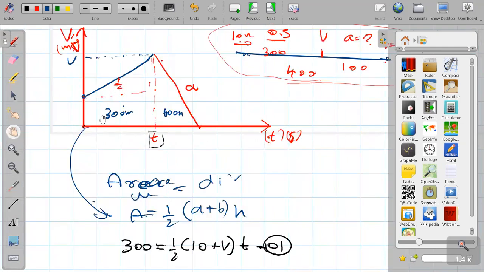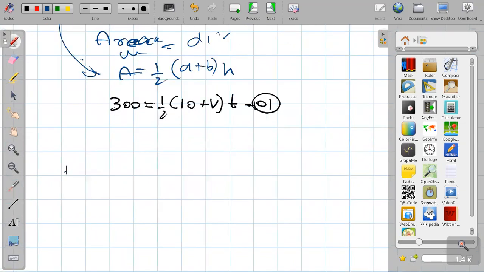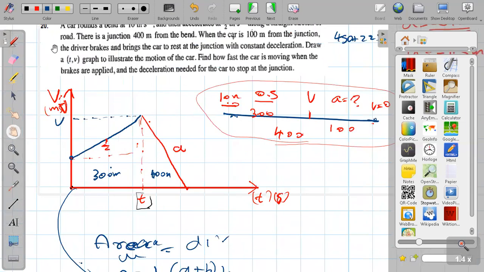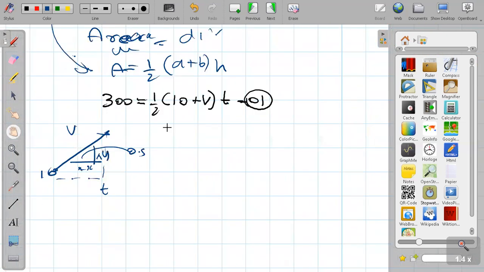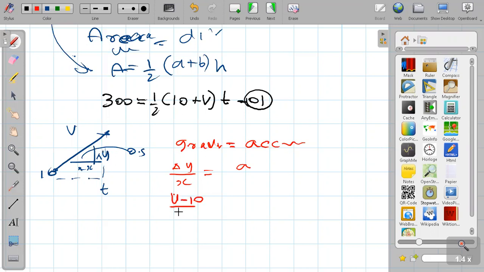Now you know another result from the first one: the gradient. Gradient is delta y over delta x. You know the value 0.5. It started with 10 and finished with some velocity v in a certain time t. It's given here, have a good look: 0.5 m s^-2. So again, the gradient equals the acceleration. The gradient is delta y over delta x equals a. What is delta y? v minus 10 over t minus 0 equals 0.5.